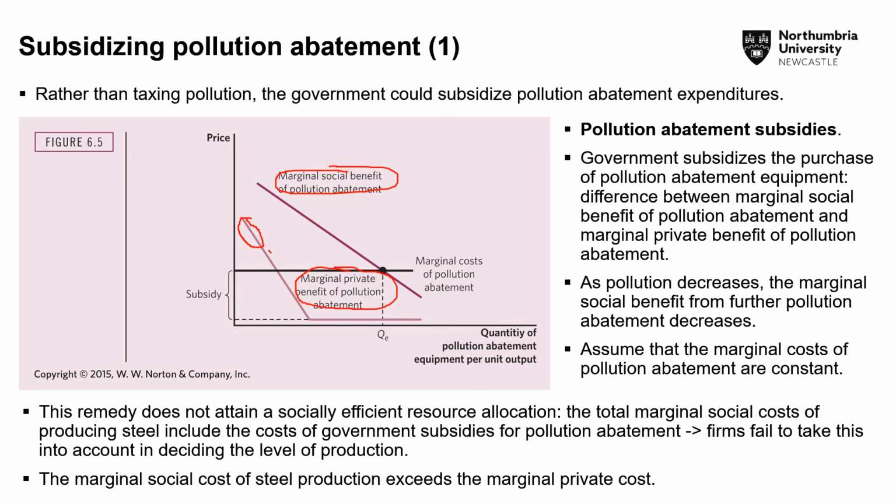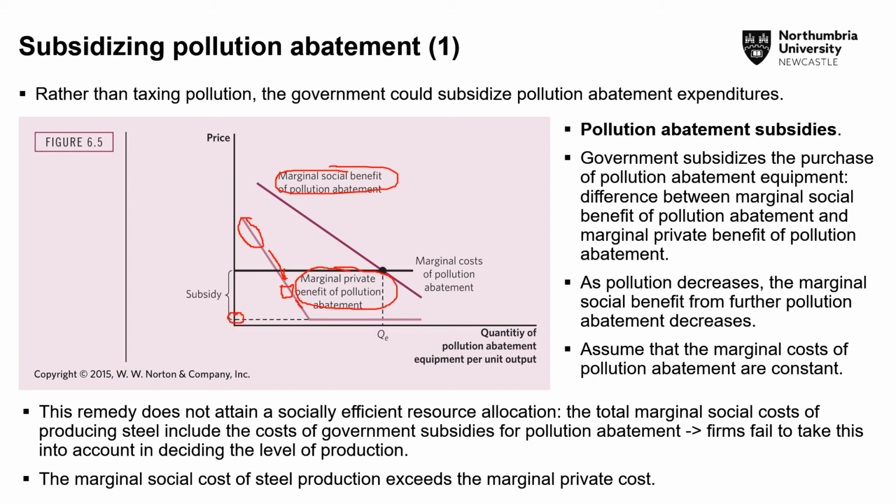So let's assume that we are initially on this curve. What will happen? Well, each additional dollar spent on pollution abatement equipment will bring in less benefit. So we want to ensure that the marginal social benefit of pollution abatement is equal to the marginal private benefit of pollution abatement from the perspective of the producer of pollution, which is our steel producing company. So we give that company a subsidy to purchase equipment.